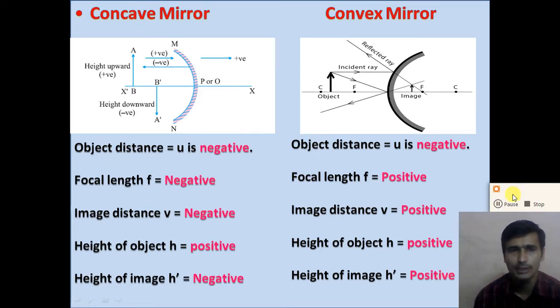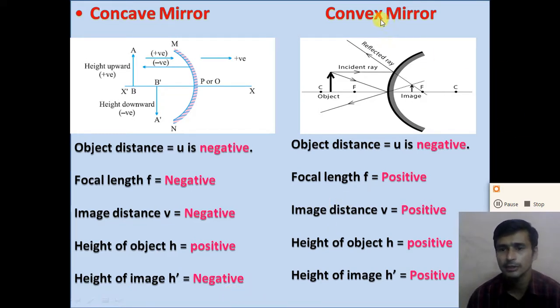So the height of the image is also considered positive, right? Understand, dear student, how the sign convention is applicable for the concave mirror as well as the convex mirror, right? Let us repeat that. In case of the concave mirror, the object distance is negative, the focal length is negative, the image distance is also negative, the height of the object is positive, and the height of the image we consider negative.